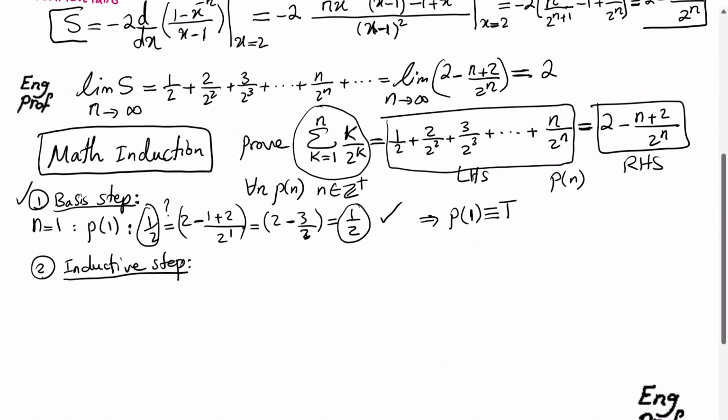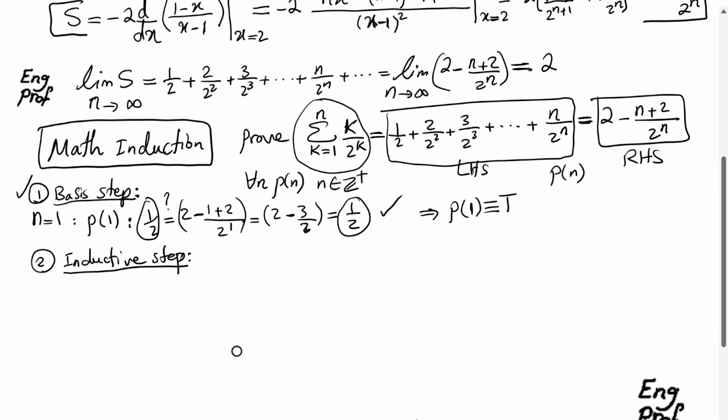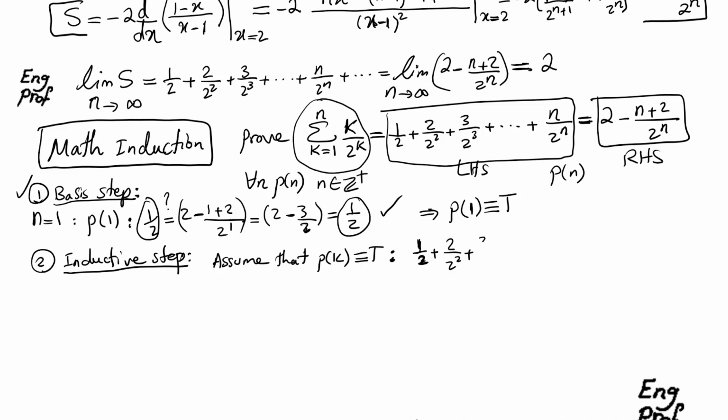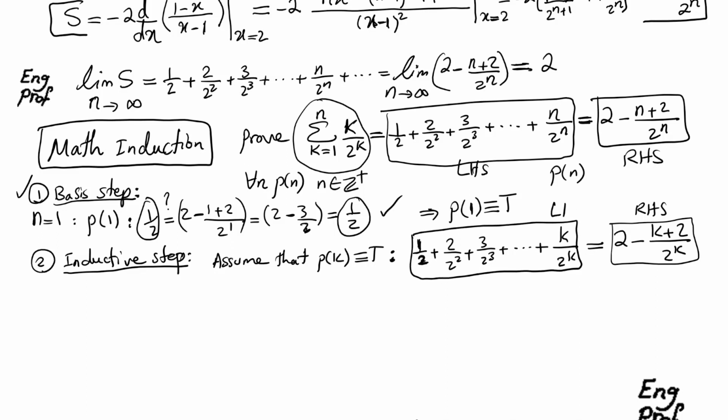In inductive step, what we are saying is let's make the assumption, so assume that P of k is true, which is the inductive hypothesis, the statement that 1 over 2 plus 2 over 2 squared plus 3 over 2 to the 3 plus ... up to k over 2 to the k, the left hand side, is equal to 2 minus k plus 2 divided by 2 to the k. So again, right hand side and left hand side of inductive hypothesis. This whole thing is referred to as inductive hypothesis, the assumption that we have. Okay, so we make the assumption this is correct.